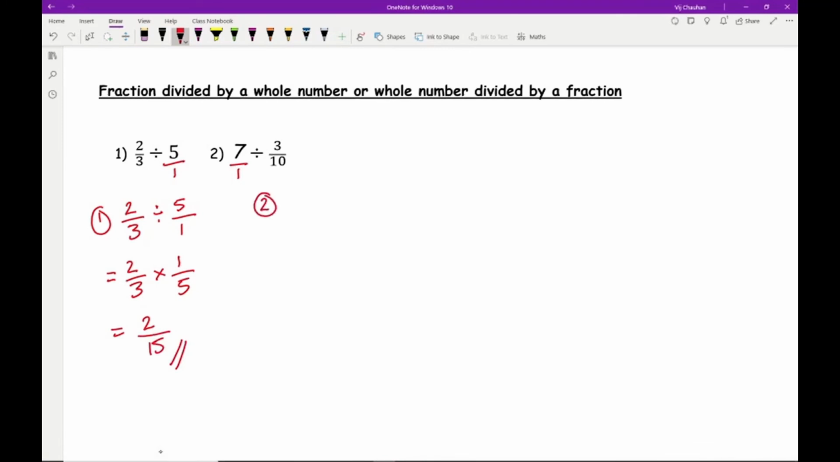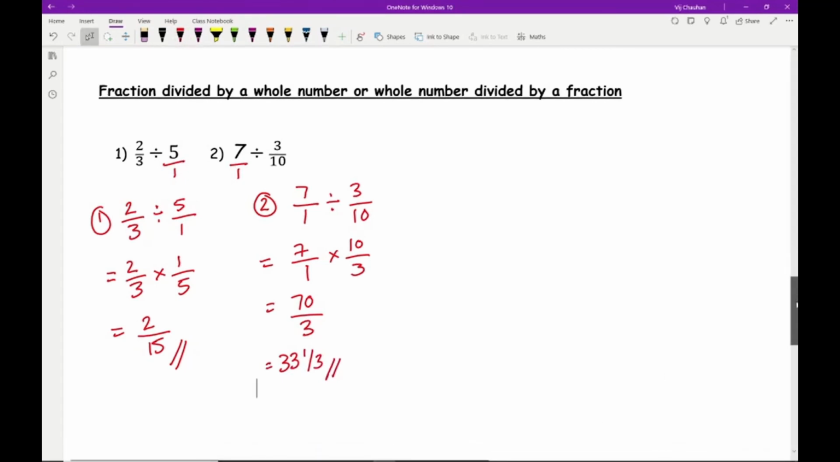With question 2 again, 7 divided by 3/10 is the same as 7 over 1 divided by 3 over 10. So again, the first fraction stays the same, the second fraction we flip and it turns to a times. So I've got 7 times 10, which is 70, over 3, and then I want to convert that into a mixed number, in which what I get is, and bear with me, we're going to get 33 and 1/3, and there is our final answer.